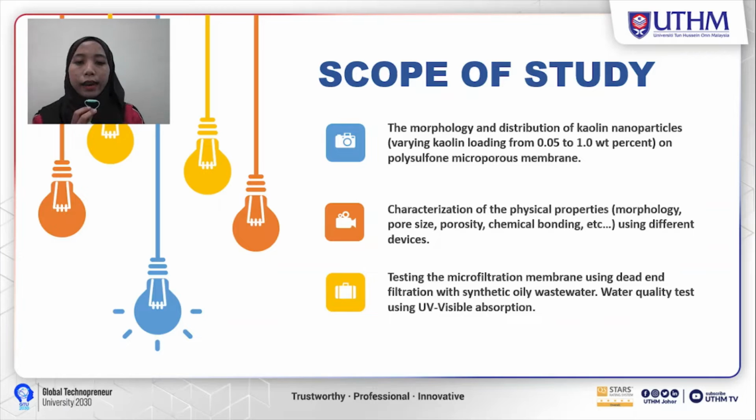The second one is the characterization of the physical properties such as morphology, pore size, porosity, chemical bonding, and others, using different devices such as Fourier transform infrared spectroscopy, X-ray diffraction, and other devices. The third one is testing the microfiltration membrane using dead-end filtration with synthetic oily wastewater. Water quality tests using UV-visible absorption will be made. Then the water quality will be compared between the modified polysulfone membrane and the pristine membrane.